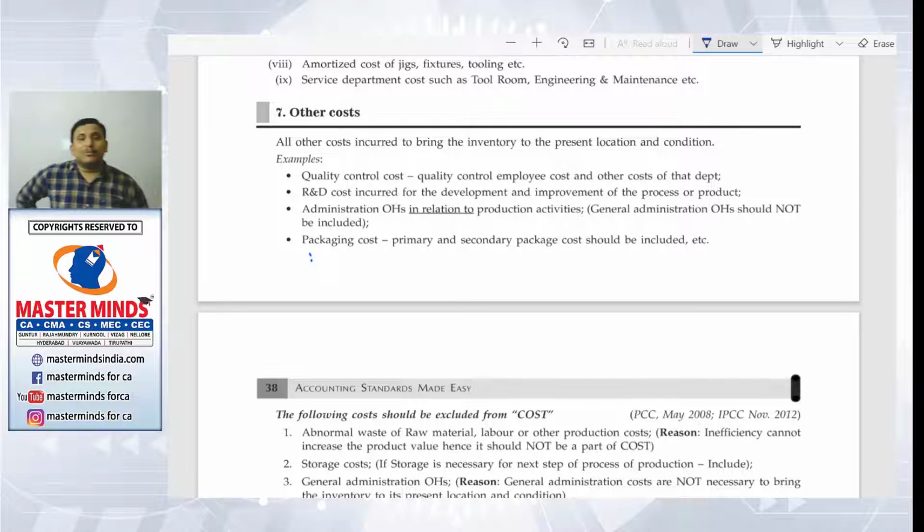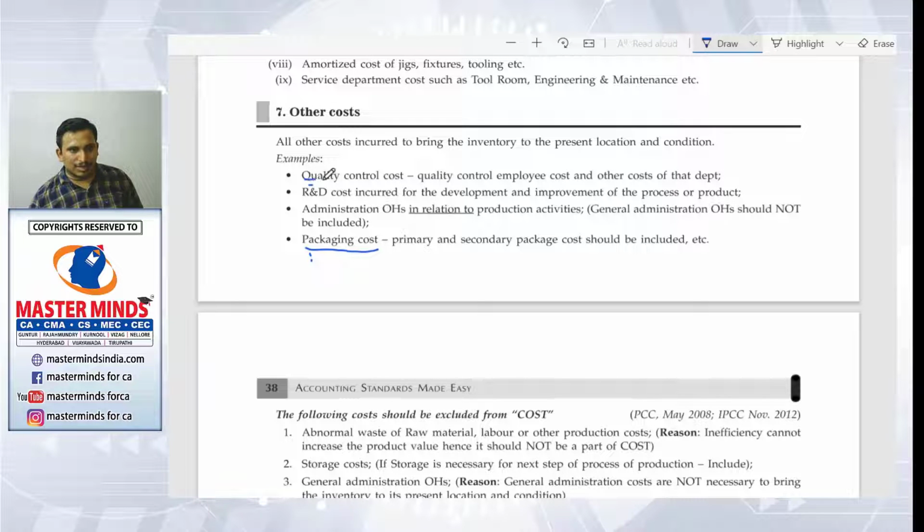Understand, even after incurring material, labor and overhead, still there may be some costs which are necessary to get it ready for sale. Sir, give us one example. Okay, I'll give you one example. Let us say something like packaging cost. Is it required to get it ready for sale or not? Once it has become a finished good, it still requires packaging to get it ready for sale. Am I right or not?